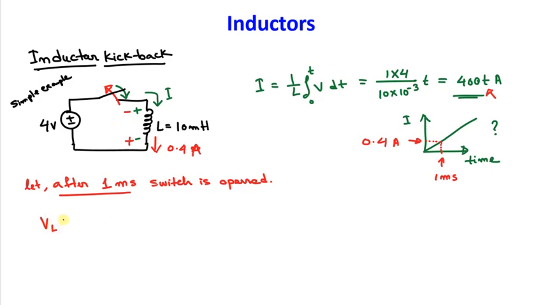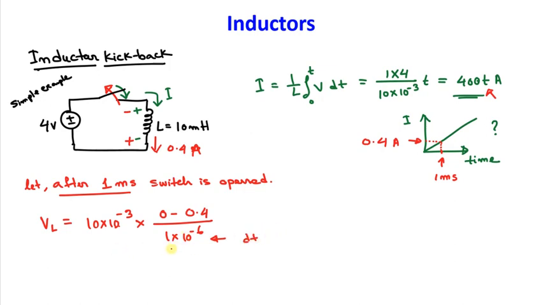So what will be the value of this back EMF? That also we know, right? We can find it out. V equals L di/dt. So what is di? It is 0 minus 0.4. And what is this dt?